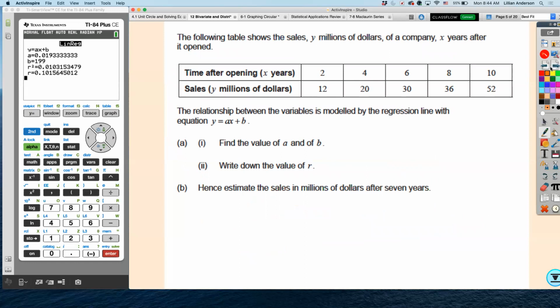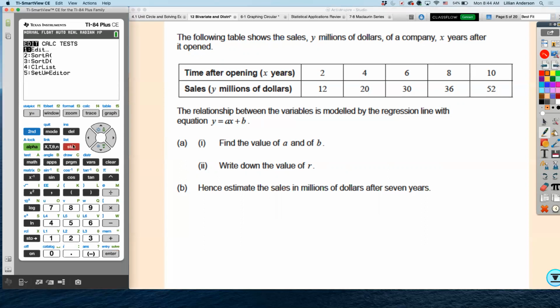So let's take a look at this example. This one I'm going to do with you, and I think the next one I'm doing with you, but you will try some on your own. The following table shows the sales, Y, in millions of dollars of a company, X years after it opens. The relationship between your variables is modeled by the regression line Y equals AX plus B. Find the value A and B, write down the value R, and hence estimate the sales in millions of dollars after 7 years. So for this particular problem, we go into our list.